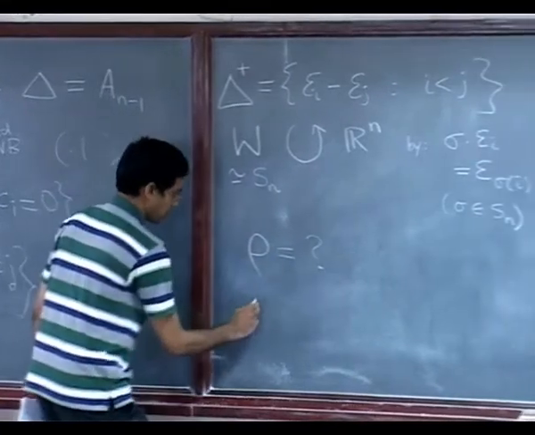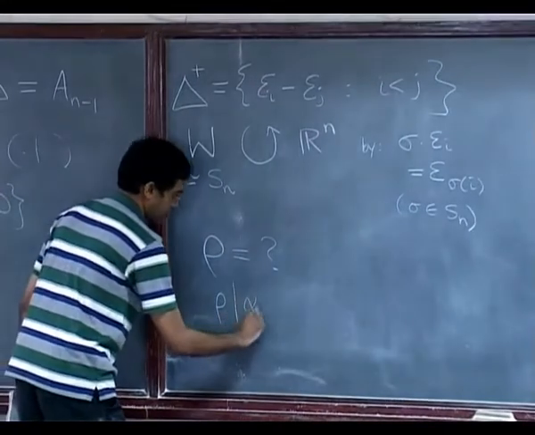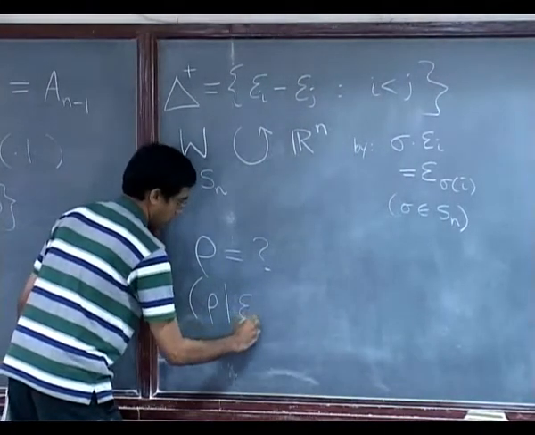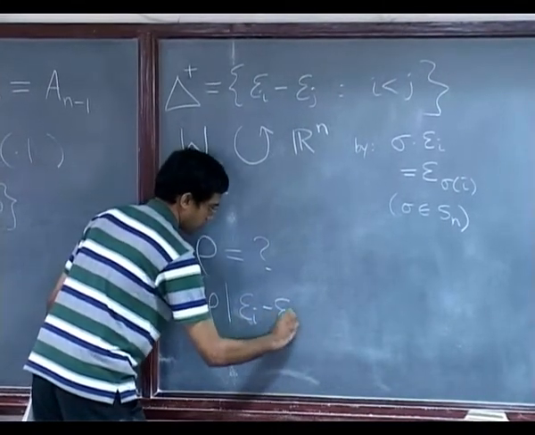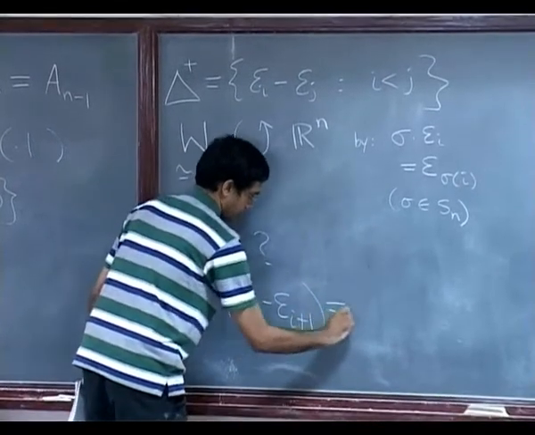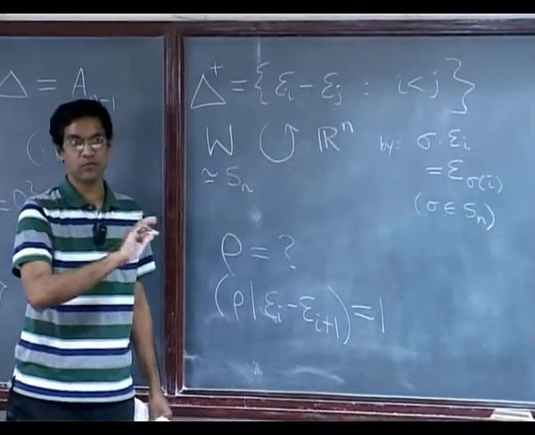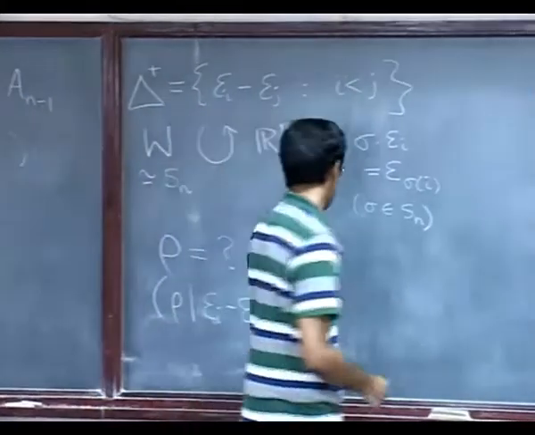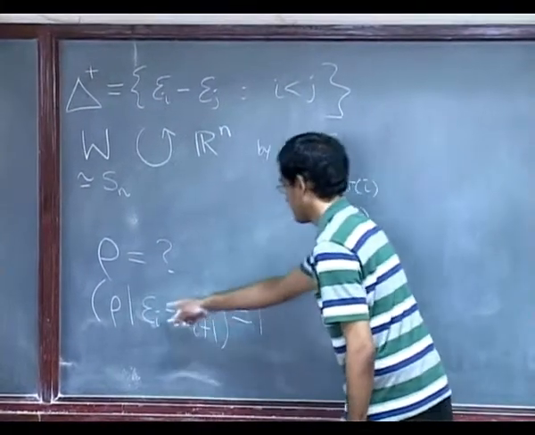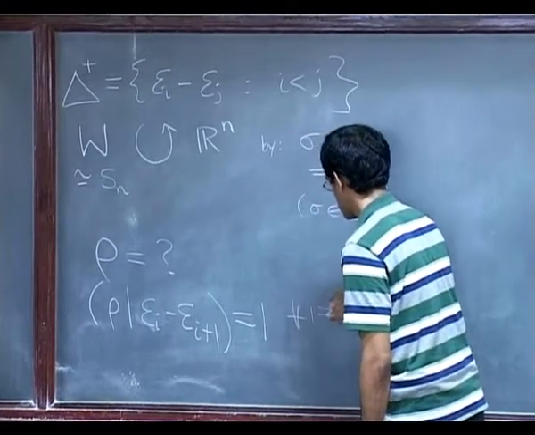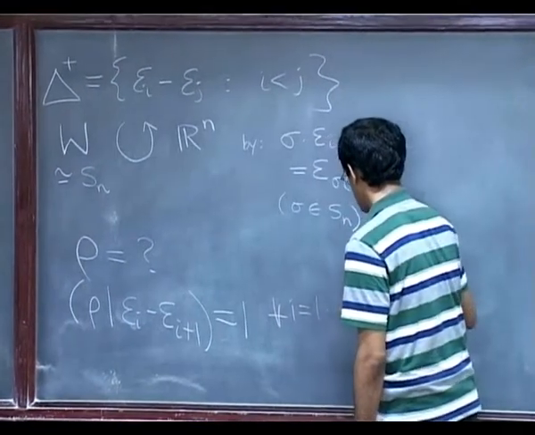So rho is defined by the requirement that it should have inner product 1 with all the simple roots. And observe, these were the simple roots in this case, the differences of consecutive epsilons. So rho with epsilon i minus epsilon i plus 1 should be 1 for all i going from 1 through n minus 1.